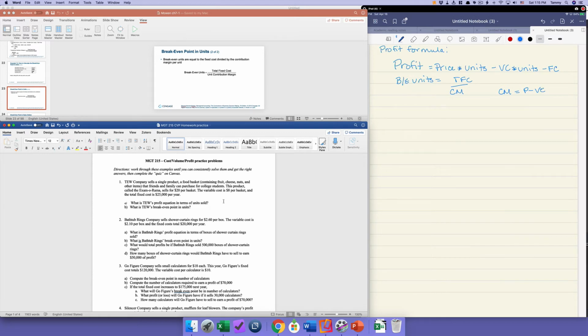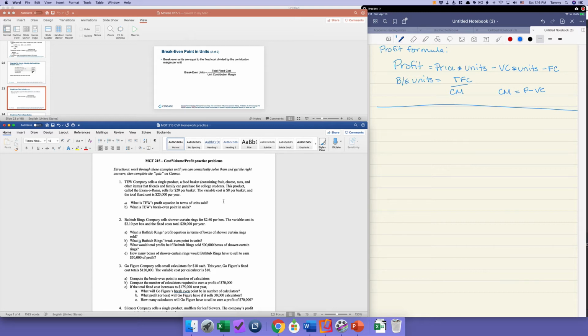So TEW, that stands for me, Tammy Elizabeth Warner Company, sells a single product, a food basket that friends and family can purchase for college students. This product, called the Examorama, sells for $20 per basket. And the variable cost is $8 per basket, and the total fixed cost is $25,000 per year.